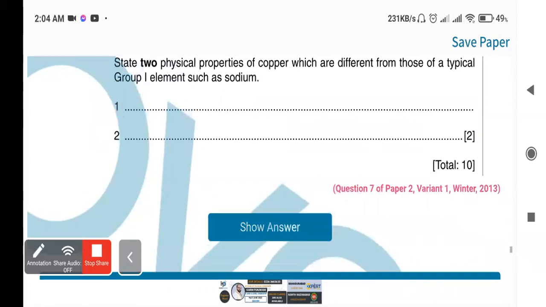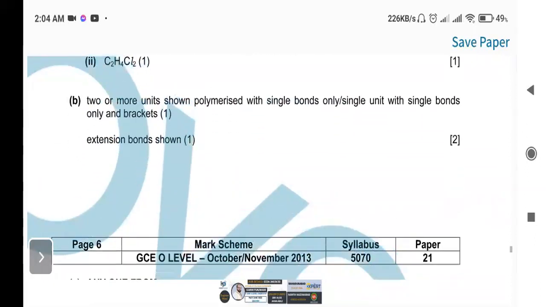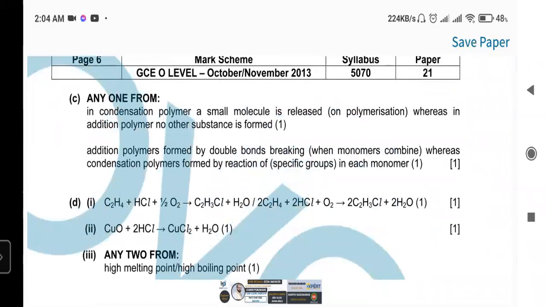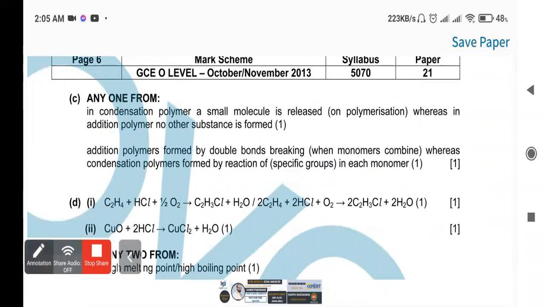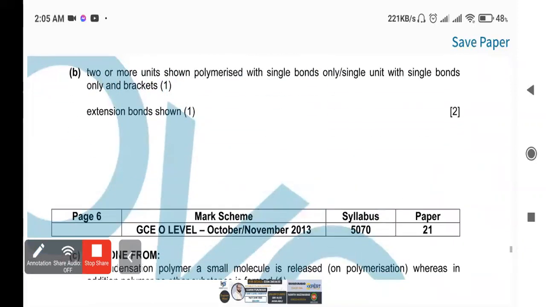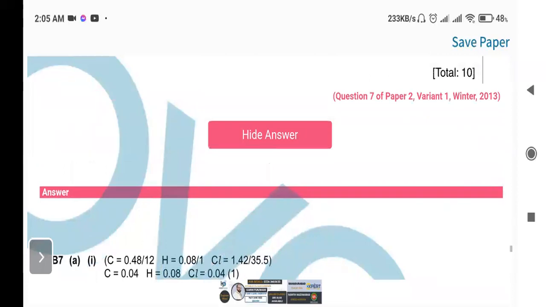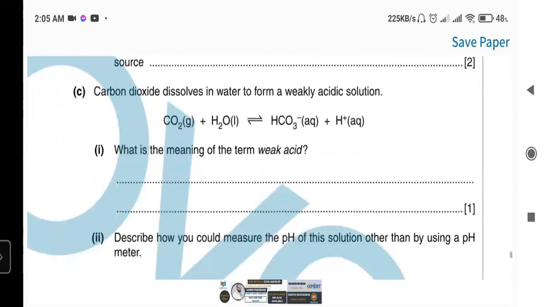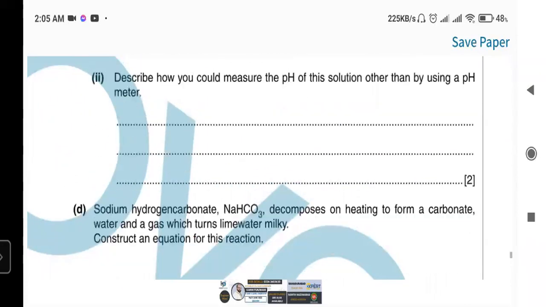Still, let's see the answer they have given. Also, the style of polymerization: in condensation, small molecules like water are released, but in addition polymers nothing is released. Just the double bond is broken and the monomers get added together. That is also correct. And if you write the structural difference, that would also be correct. No problem. Ethanoic acid is easy. Weak acid.